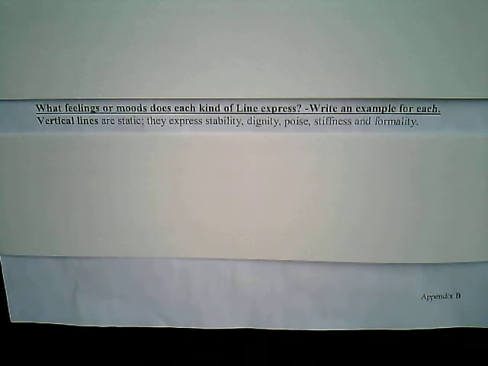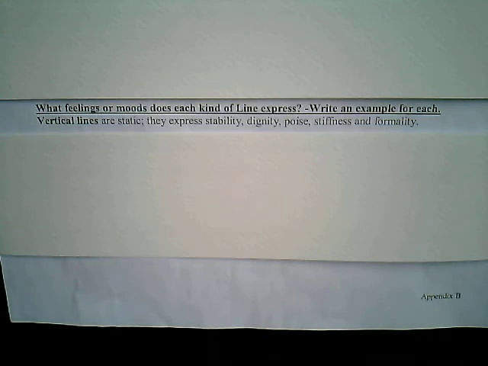Okay? So the first line that we have on here is the vertical lines. Vertical lines are static. They don't move. They're always going in that same direction, up and down. They express stability, dignity, poise, stiffness, and formality. Is there anything around you or even outside or in nature that is vertical that you see as stable, dignity, poise, stiffness, formality?